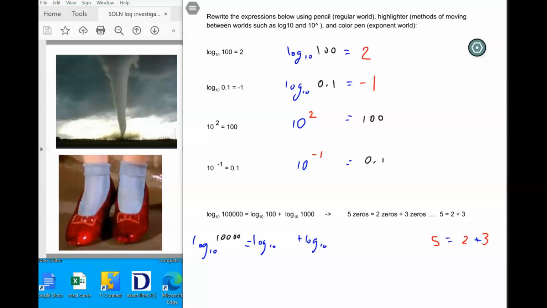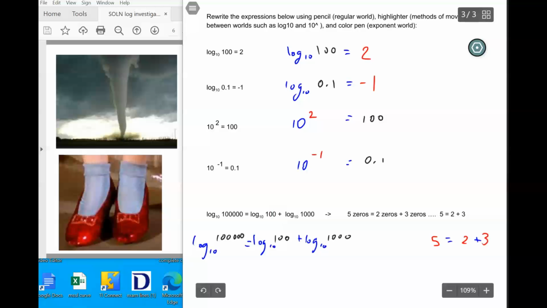How many zeros is that? 1, 2, 3, 4, 5 zeros. Okay? Red 5 equals red 2 plus red 3. So addition in the exponent world is equal to multiplication in the log world, right?